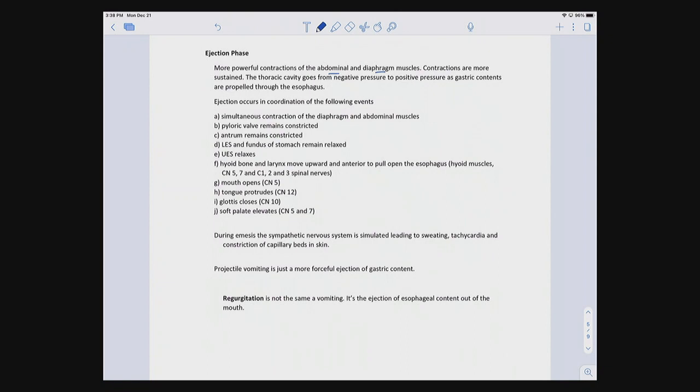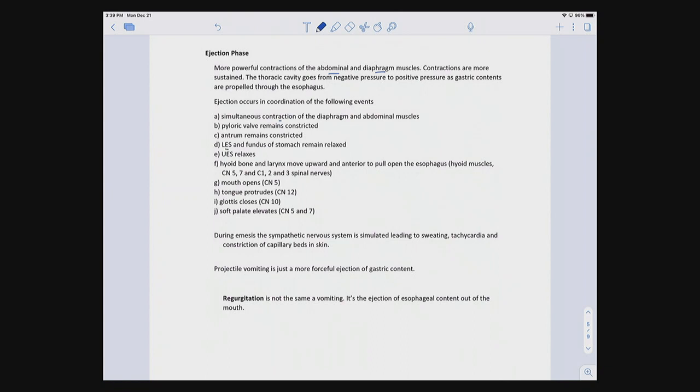So what I wanted to do here was lay out all the things that are happening. Again, everything is about coordination. All the things that are happening during the actual ejection phase: simultaneous contraction of the diaphragm and abdominal muscles. The pyloric valve is still going to be clamped down because I want the gastric contents to go one way, and that's out the mouth. The antrum is going to remain contracted for obvious reasons.